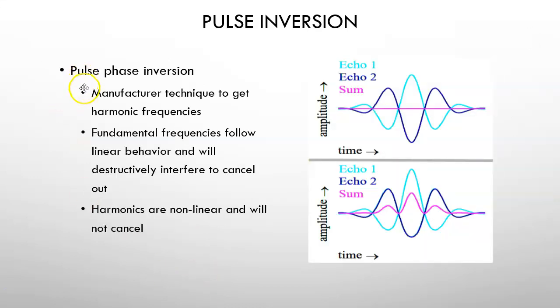So we send out a pulse, okay, and we could call that this darker purple line here, and then we send out an inverted pulse along the same scan line, and when these come back, they cancel each other out, and the only thing left is the sum of the signal and the reflected signal, and that is what was generated by harmonics. So the fundamental frequencies will destructively interfere and cancel out, and the harmonics, because they're nonlinear, will not cancel, and so we don't get that cancellation of their signal because they were nonlinear.